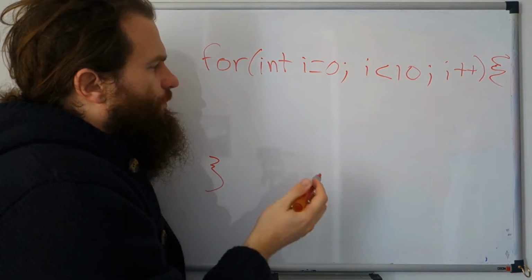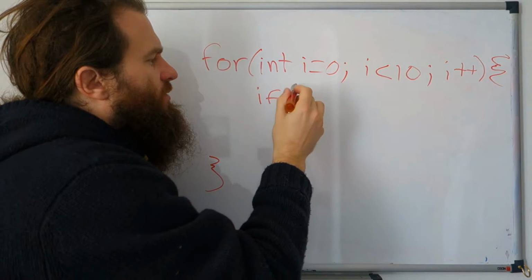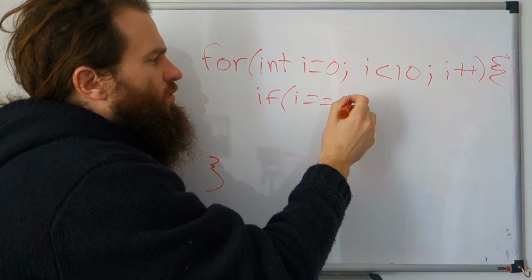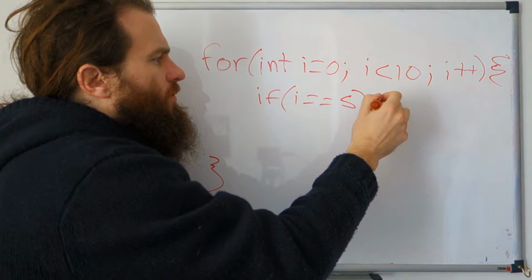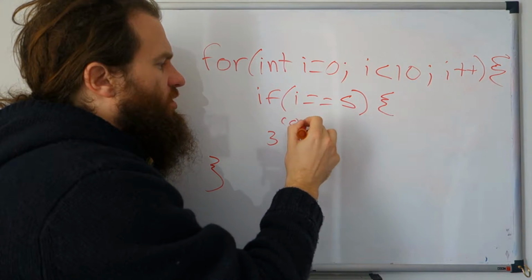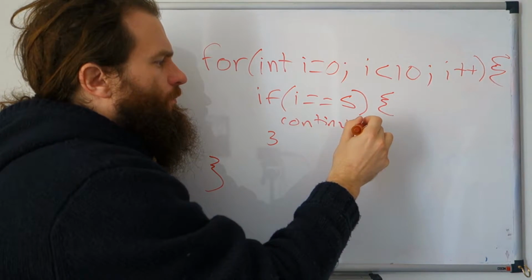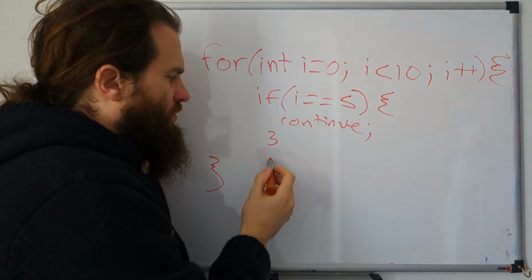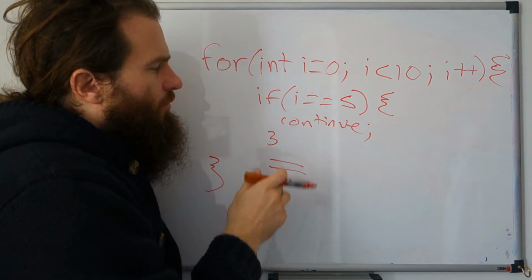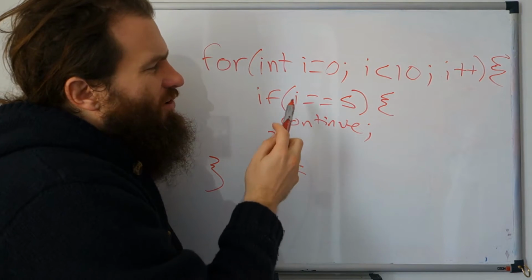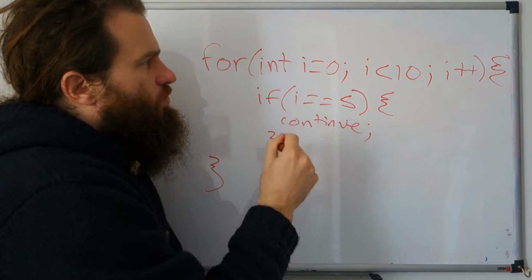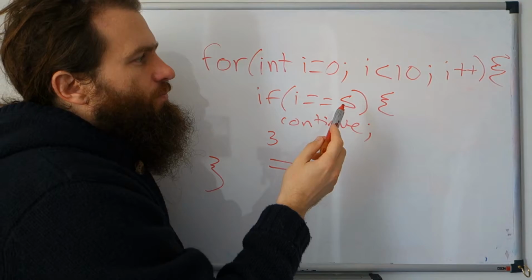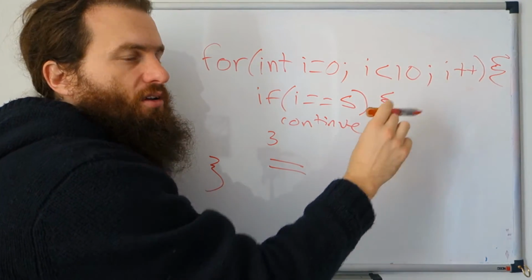What we could do is we can say if i equals 5, continue. And perhaps we've got some other statements down here. And what this will do is when i is 5, it will just go straight back up to the top of the loop again. It will run the update statement and continue.